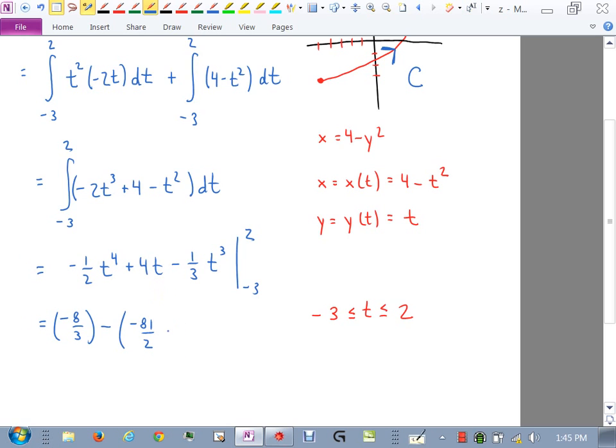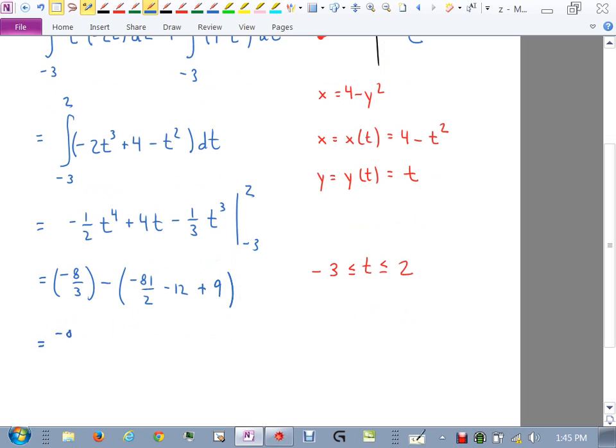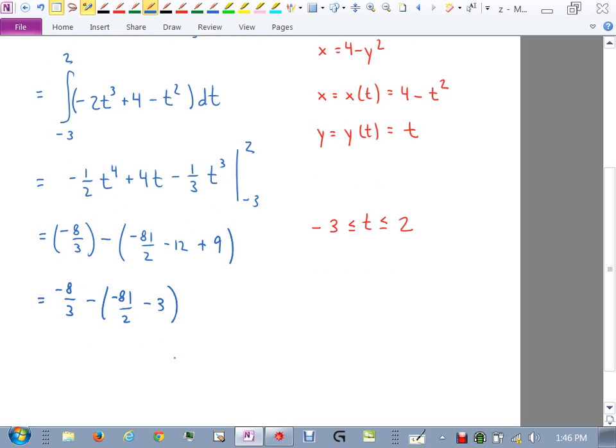Okay, this right here, -12. This right here, 9. So we are at -8/3. And then we have what there? -3. Put those two together. What do you get? -8/3 plus what? 87/2. Put those two together.